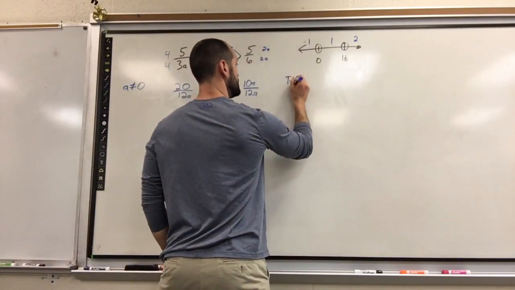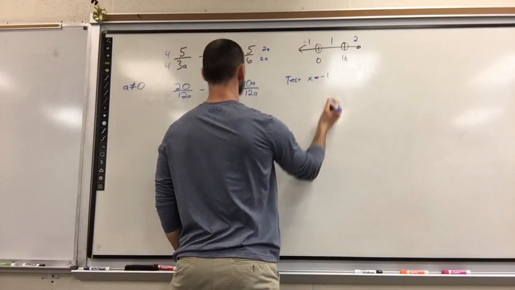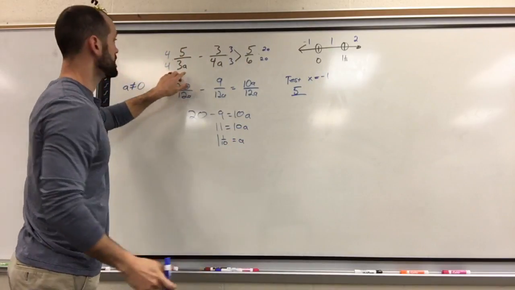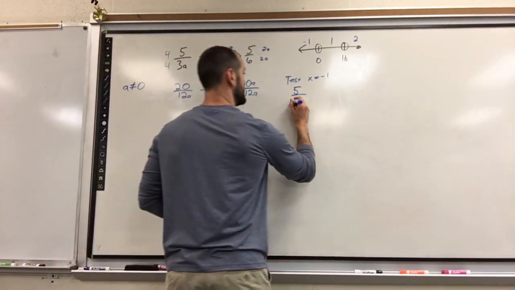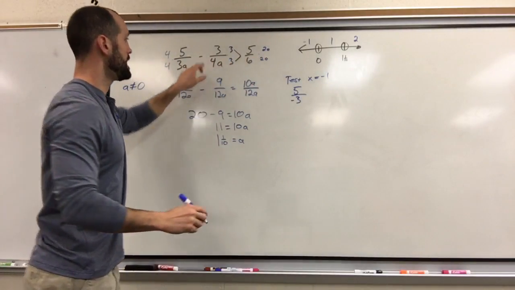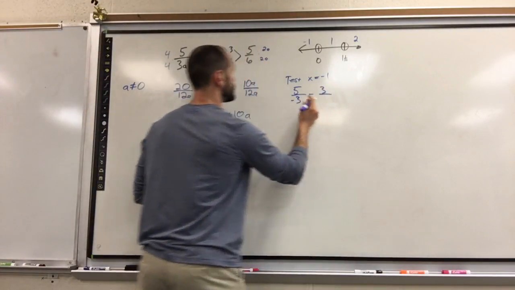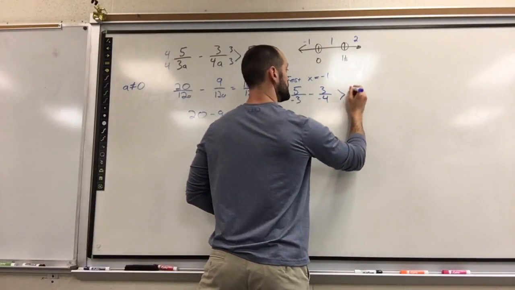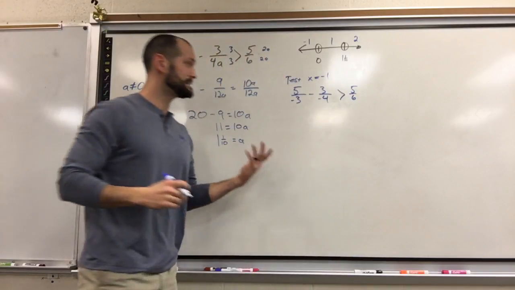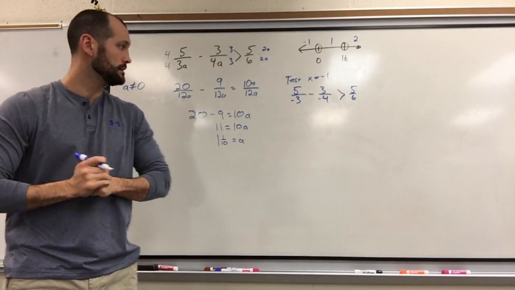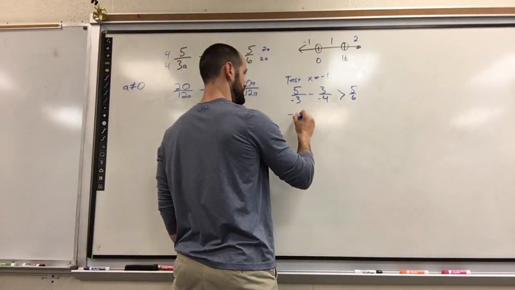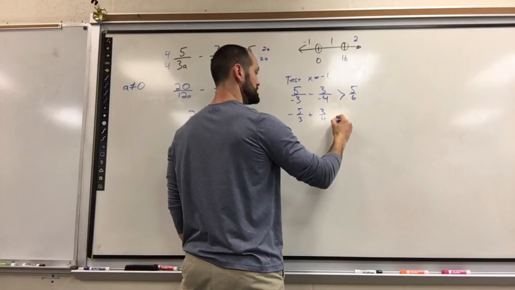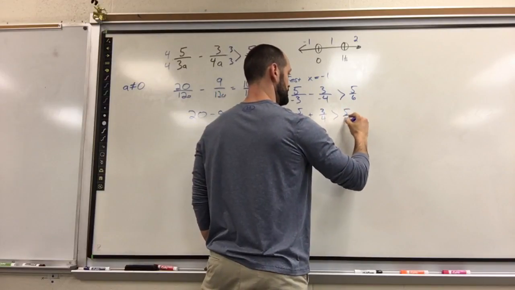If I test where x equals -1, that means I go to my original. 5 over, I'm going to do some mental math. I plug -1 in for a. I get a -3 minus 3 over, mental math, we get a -4 is greater than 5/6. I need to see if that makes a true statement, okay? So I have a -5/3. I'm going to end up adding 3/4, and I need to see if that's greater than 5/6.